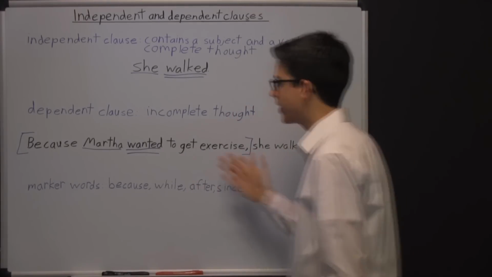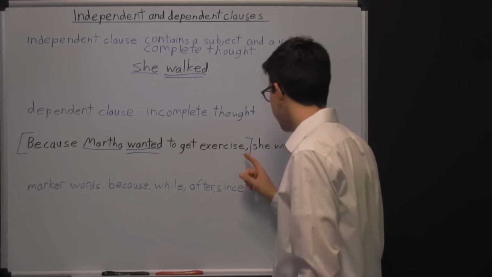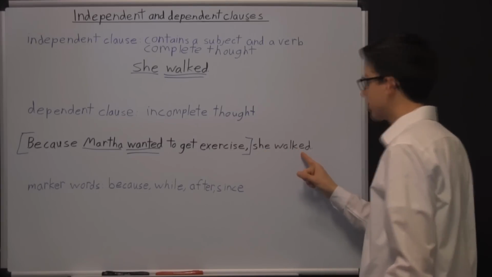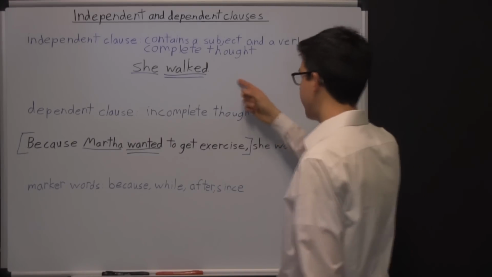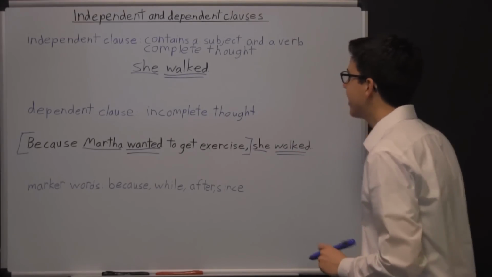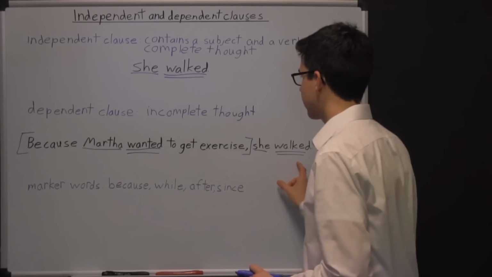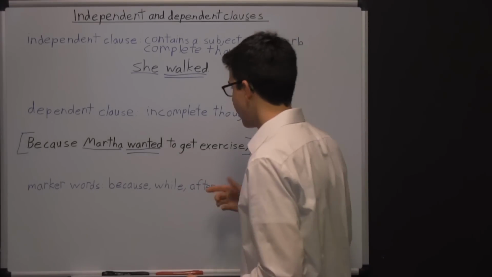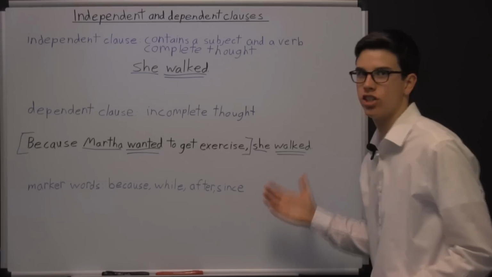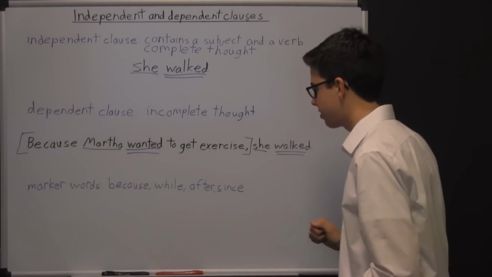So how do you fix this problem? Because you can't stop the sentence right here because you would have a sentence fragment. So you add, she walked. Now we learned earlier that this is an independent clause. We have a subject and a verb, and it is a complete thought. So by adding this independent clause to the dependent clause, you now have a fully functioning sentence. Now you have a complete thought here. You have a complete sentence.